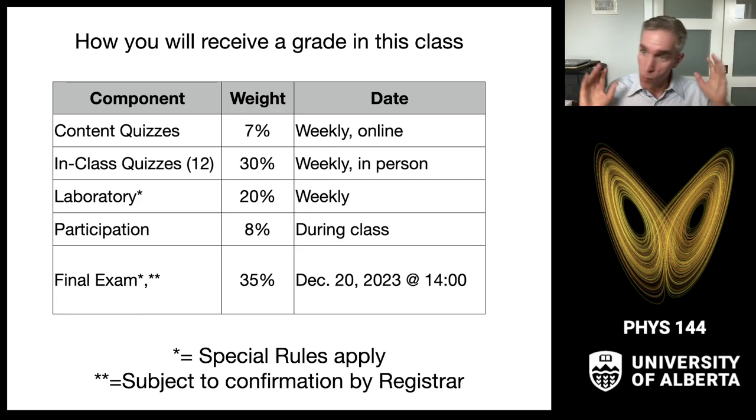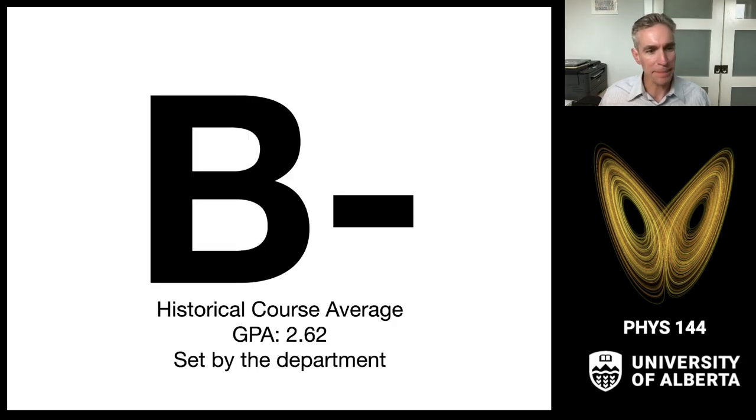Your grade will be a weighted average of this, and then overall we'll take all the grades and the entire class will come out with an average grade of B minus, which is the historical average for classes in the Department of Physics in the first year. This is a department-set policy that the average grade in class is going to be a letter grade of a B minus, which sounds kind of awful if you're coming in from high school.